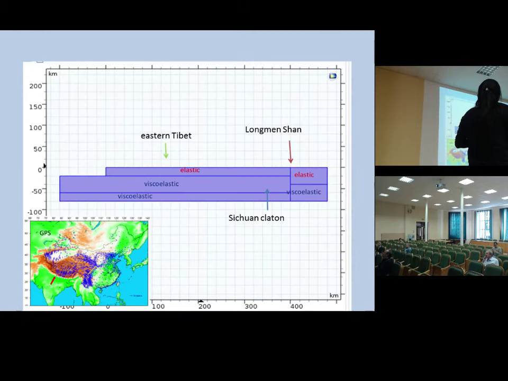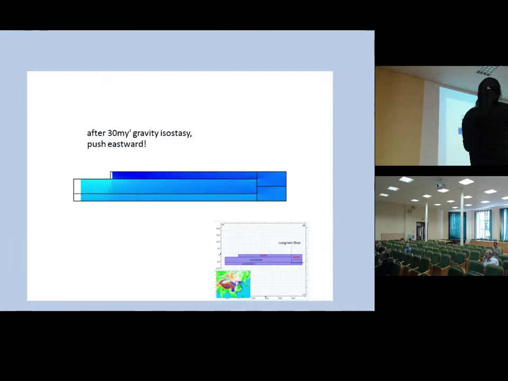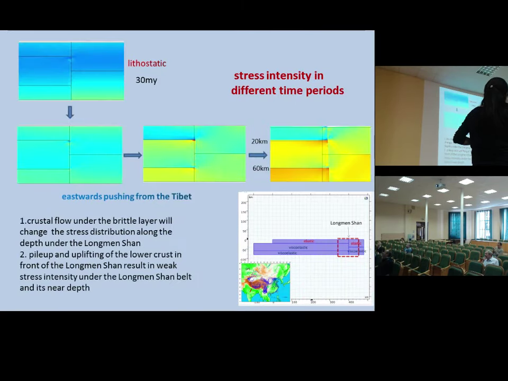So in my model, I give some parameters. This is the elastic layer. This is the Wenchuan here. This is Eastern Tibet. This is the Sichuan Plateau. These two are viscoelastic layers. After 30 million years of gravity isostasy, then pushing from west to east, it is the result. Next, I will give the enlarged area.